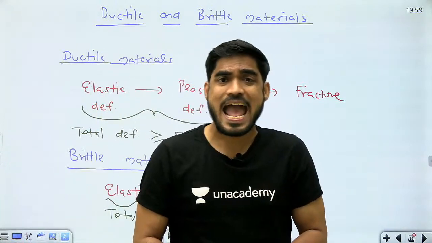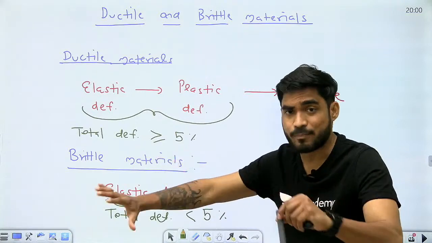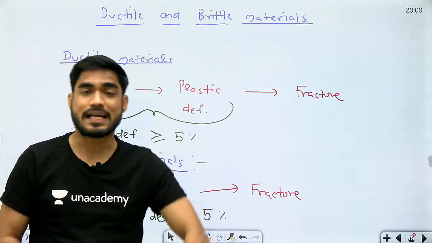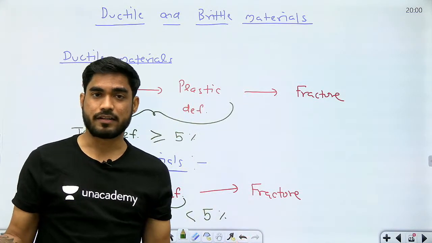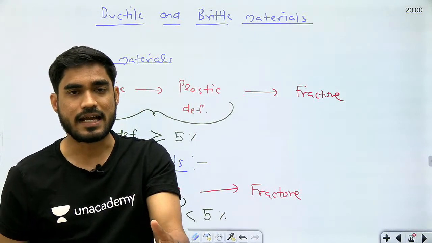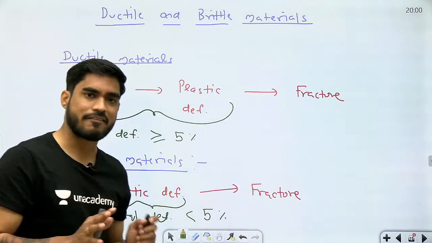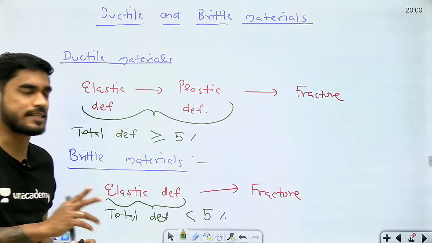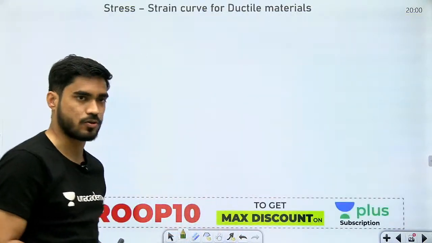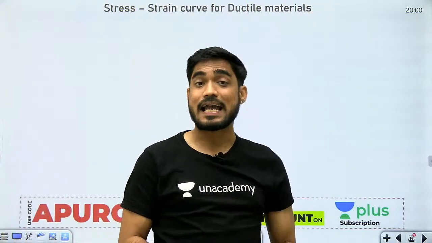Now, as the nature of ductile and brittle material is completely different, दोनों का nature एकदम अलग होता है, their stress strain diagram is also completely different. So we will see the stress strain diagram of ductile materials and then we will see the stress strain diagram of brittle materials. Okay, so one by one we are going to consider the stress strain curve of both. We are going to understand what are the different points in their curves. Okay, so let's first draw the stress strain curve for ductile material.